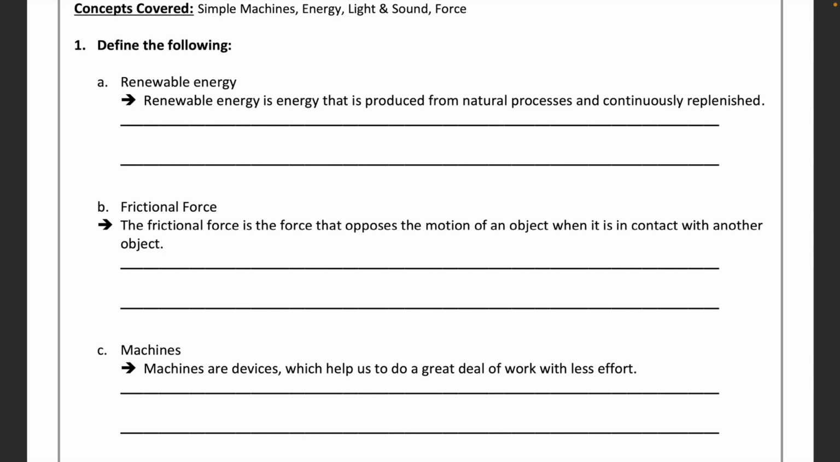Second, what is frictional force? You have to write the definition, and if you want, you can give one example. The frictional force is the force that opposes the motion of an object when it is in contact with another object. Third, what are machines? Machines are devices which help us to do a great deal of work with less effort.